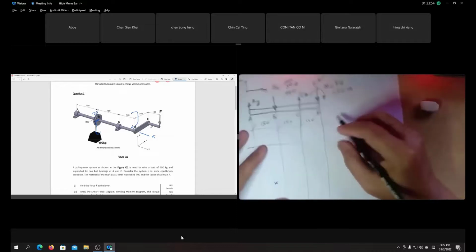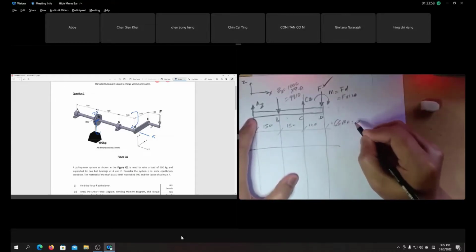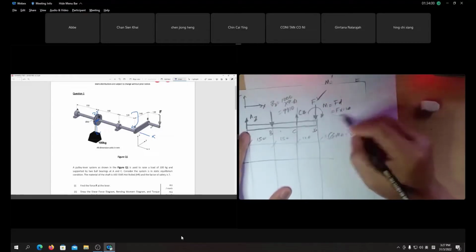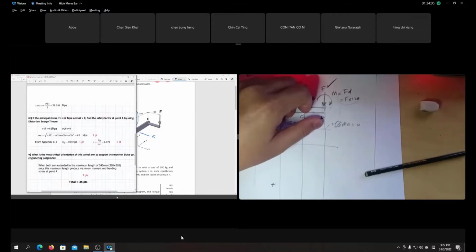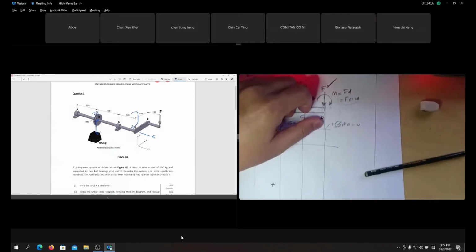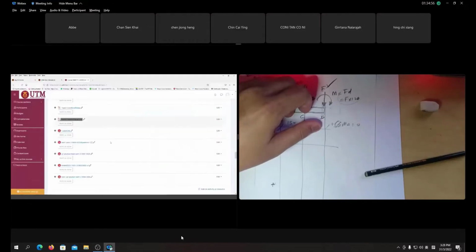So you solve for moment at A equals 0. So what is the value of FD? It's already there. If you look, your solution is already there. You have to look at the solution. What time is it now? I want you to study the solution here in your e-learning. If you look at your e-learning, can you see the e-learning?